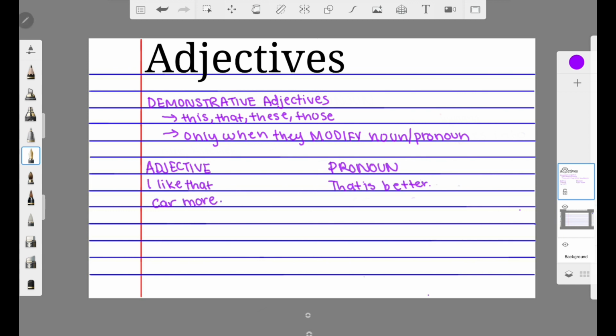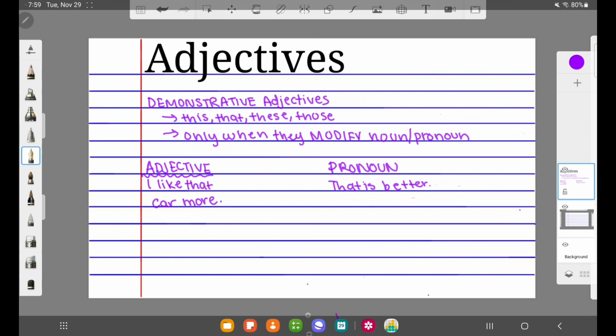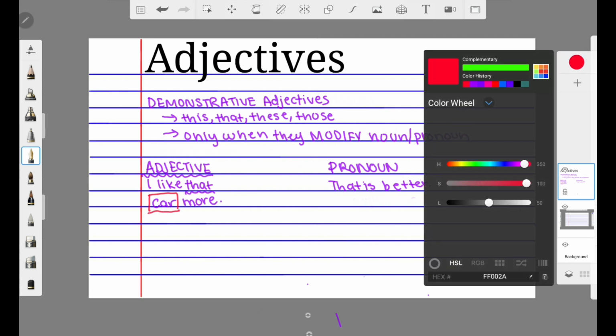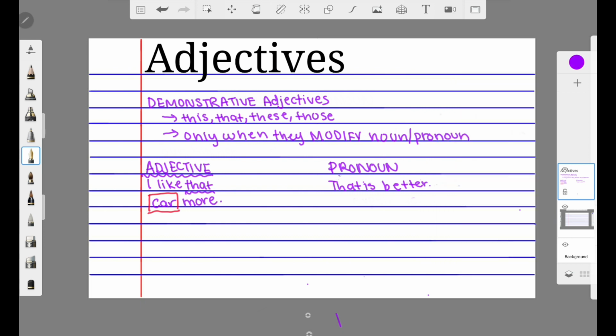So let's further distinguish these two with an example. A demonstrative adjective would look something like, I like that car more. The that is modifying car. Which car? That car. However, if we look into the pronoun side, as in, I like this one better, it completely replaces the antecedent. We don't even know what the antecedent is because it's only one sentence. We just know that whatever that is, it's better.